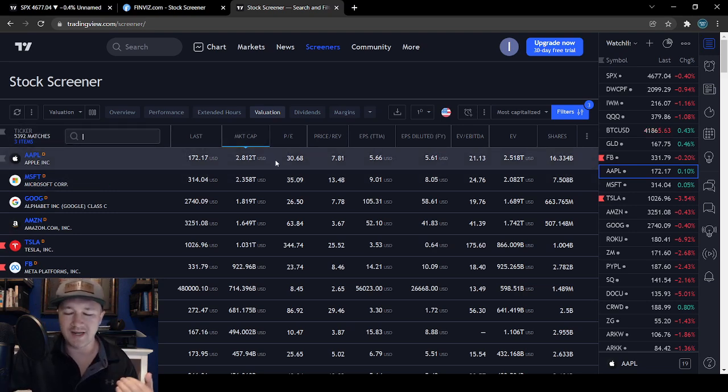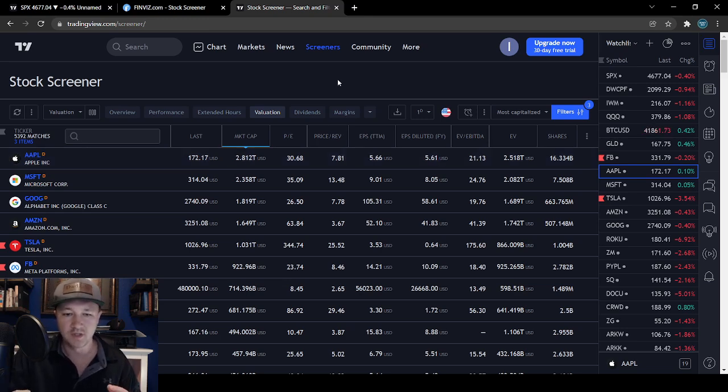This is sorted right now by the largest companies in the stock market. So you can see all the way up at the top is Apple, and then you got Microsoft and Google and so forth, right? The largest company in the stock market in the world right now is Apple. So this first row right here is all about Apple. You can see the market cap is 2.8 trillion. That's the size of the company. And then the very next column is P/E, price to earnings ratio.